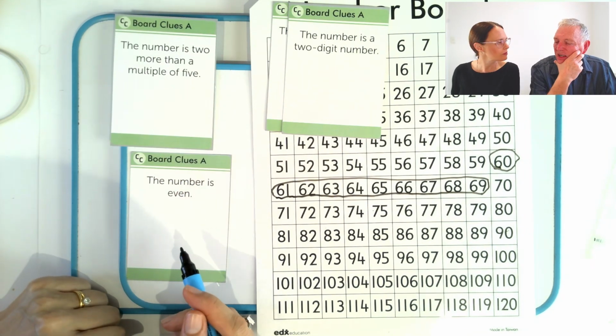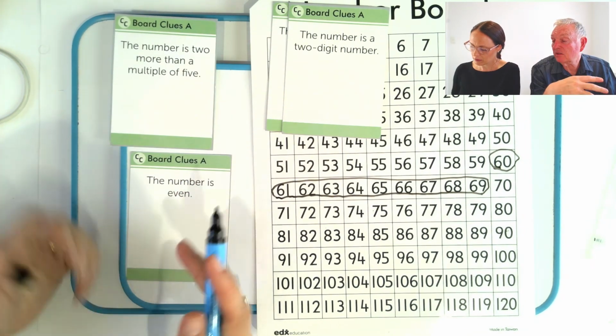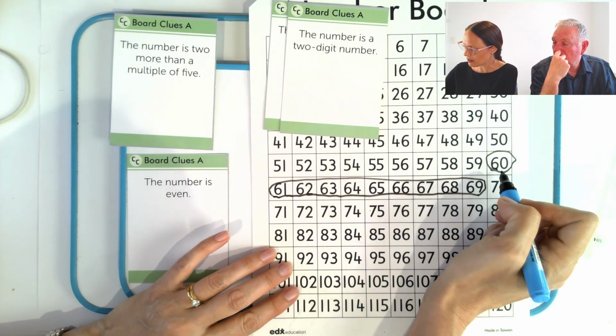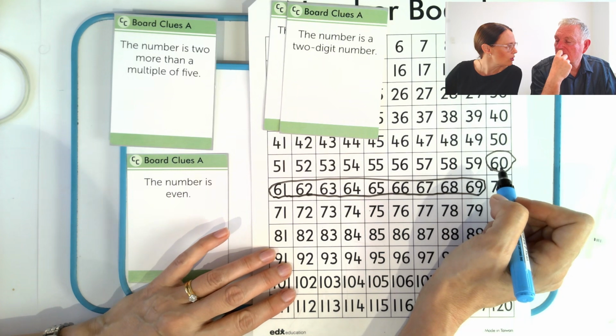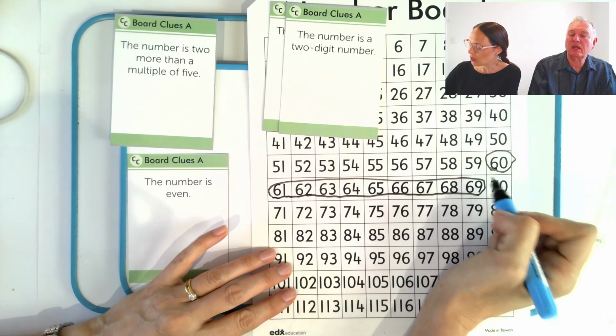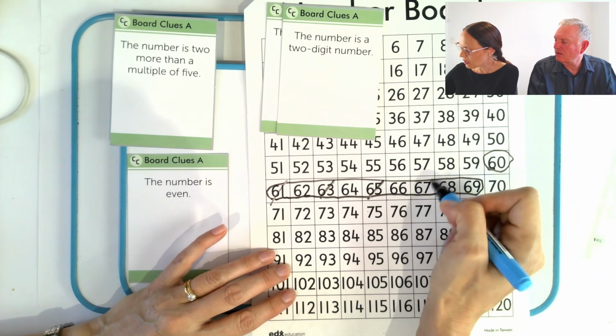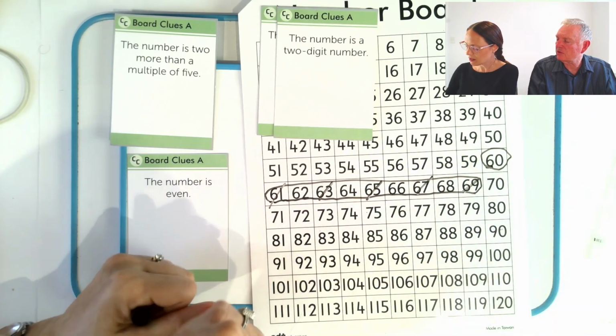Okay, so now we've got a couple of options here. And once again, we could go the number is even. So if the number's even, we could cross the odd numbers off. That's up to you. And how do I know if it's even or odd? Then I would ask questions about the ones digit, does it end in an even number, etc. Okay. All right, so now we've actually been left with only a few numbers.